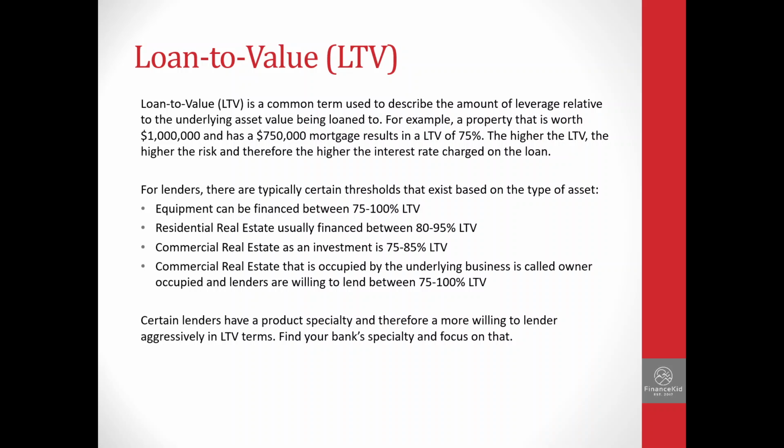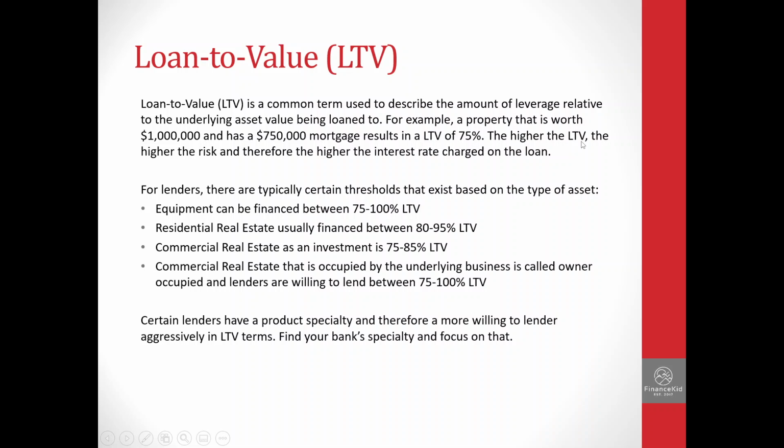Now, we already talked about loan to value, so I'm not going to talk a lot about it, but ultimately, it's the most common term that you're going to use when you talk about the loan relative to the underlying asset that is being lent against. So, for example, a property is worth $1 million and it has a $750,000 mortgage or loan against the property. The loan to value for that is $750,000 divided by a million, or 75%.